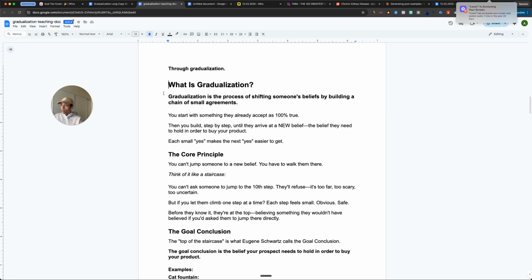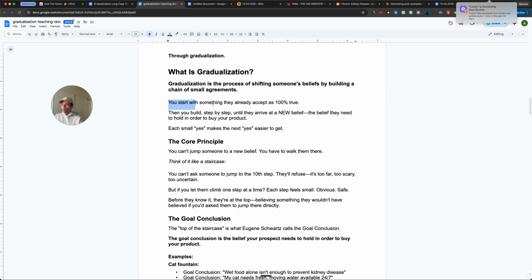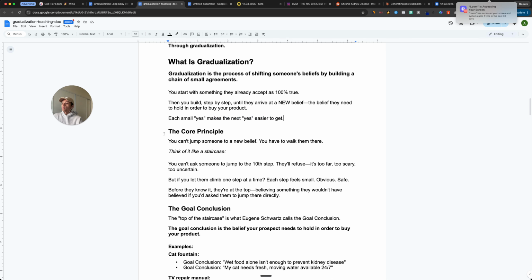So again, gradualization is the process of shifting someone's beliefs by building a chain of small agreements. You start with something that they already accept as true. So you get them bought in, you get them with all of these different micro yeses, and each small yes makes the next yes easier to get. So the core principle is that you can't jump someone to a new belief, you have to walk them there.